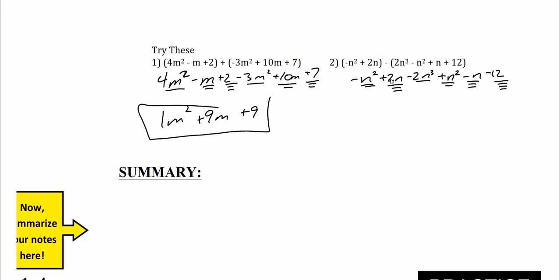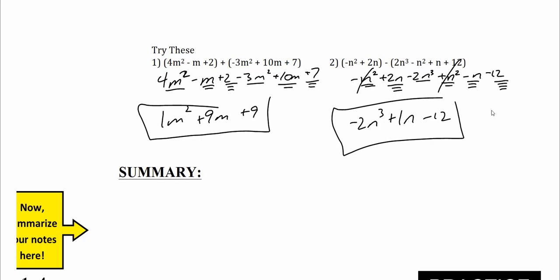Number 2, the second one, I combined, let's see, negative 2n to the 3rd goes first, nothing goes with it. And then negative n squared and positive n squared are going to cancel out because they create 0. And then I get 2 minus 1 is 1, plus 1n. And then the negative 12 goes at the end, so that is your final answer there.